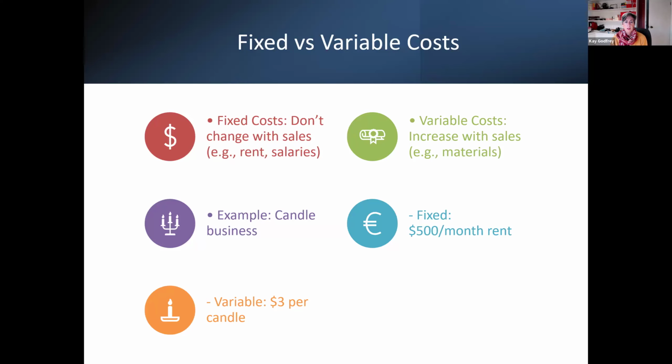So as I said, the example of the candle business, variable cost maybe $3 per candle. Variable costs increase with sales. You'll need more materials, the more candles you're going to make. You'll need more wicks, more jars, more wax. And let's say fixed cost is $500 a month for rent. So this is just giving you an example.